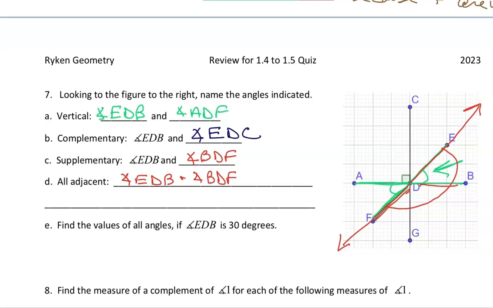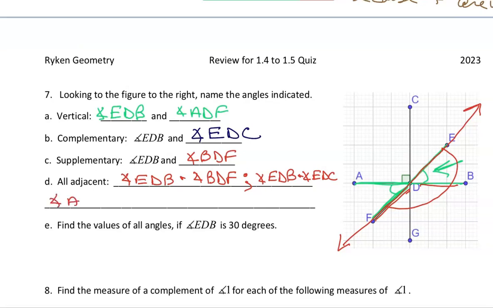Those are definitely adjacent. Okay, what else is adjacent? So how about the complementary angles? Aren't they also adjacent because they're sharing a common side? So angle EDB and angle EDC are adjacent.